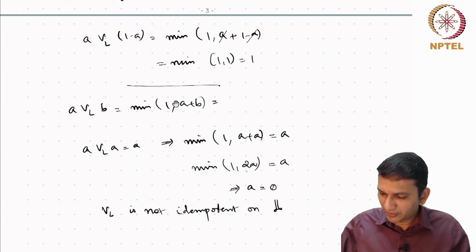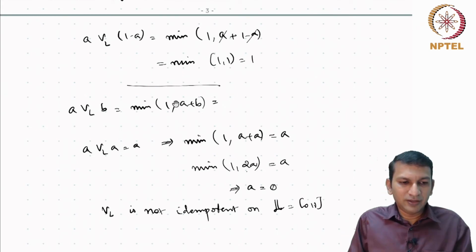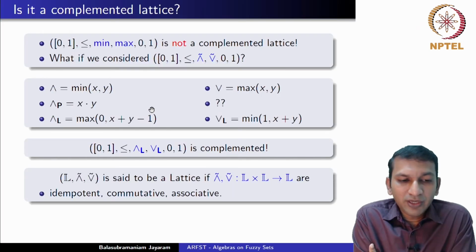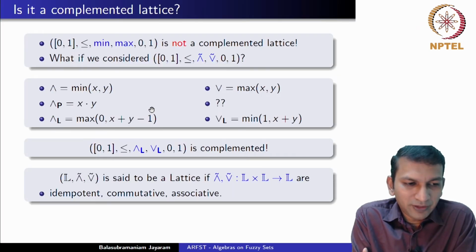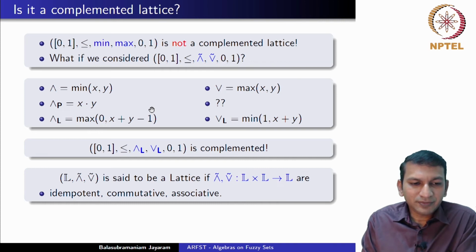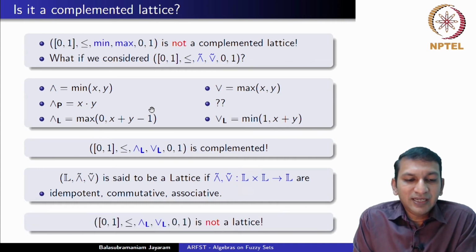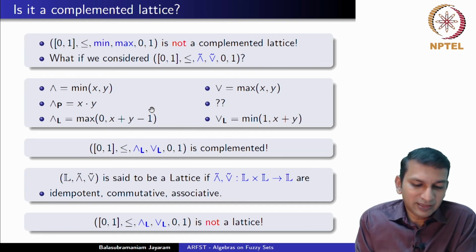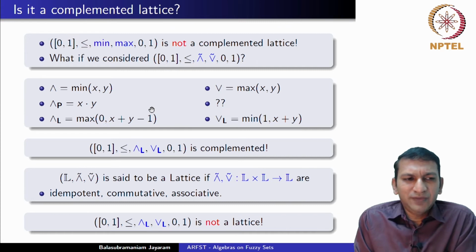While it is both commutative and associative, it is not idempotent. Similarly, you can show that the Lukasiewicz conjunction is also not idempotent. So we see that it is not a lattice. Though it gave rise to a complement operation, it is not a lattice. Where does this leave us?